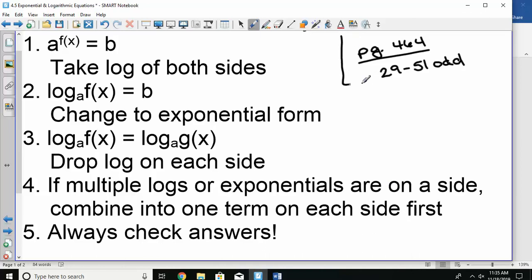Tomorrow we're just going to do some review over mixing the different types of problems together, and then we're planning on a quiz on Wednesday. That's kind of where we're going.